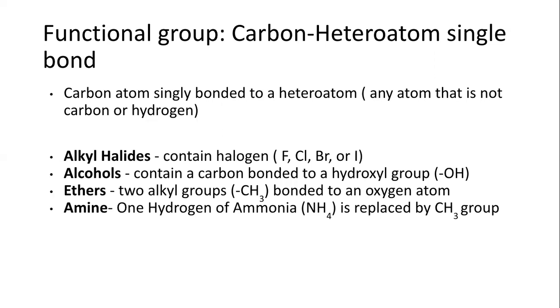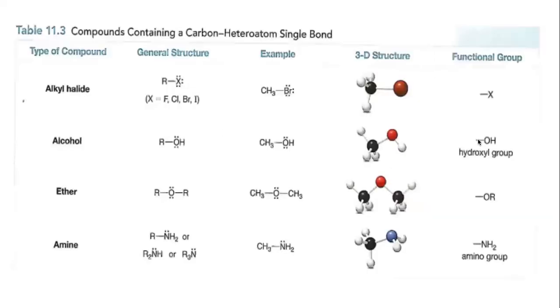We have ethers, which are 2 alkyl groups bonded to an oxygen atom. So sometimes you'll see alkyl group, and what that means is that you have this carbon CH3 or CH2. And then we have an amine, where 1 hydrogen of ammonia is replaced by this alkyl group or a CH3 group. So let's take a look at some examples.